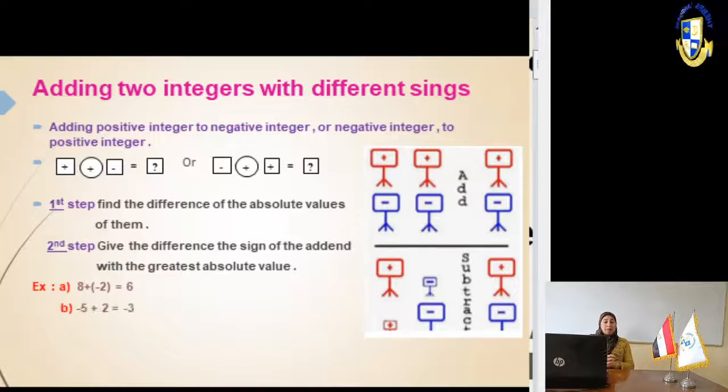Letter B, negative 5 plus 2. I have two different signs, negative 5 and positive 2. I'll take the difference between them. It looks like 5 minus 2. Okay? It will be 3. So, this 3 will take which sign? Ask yourself, is 5 greater or 2? The 5, of course, is greater. The sign of the 5 was negative. So, I'll give the result the negative sign. So, the answer will be negative 3.